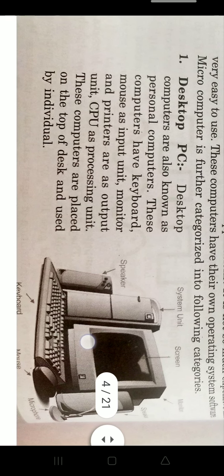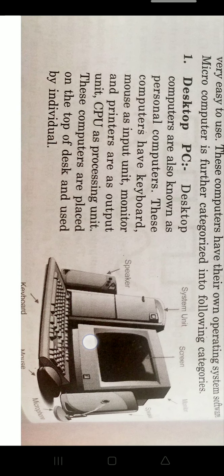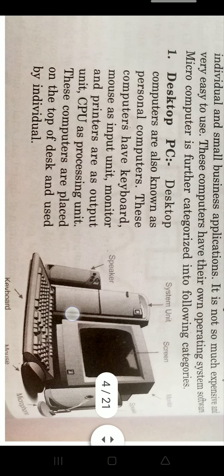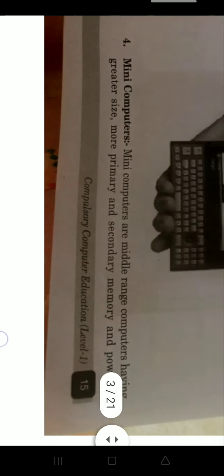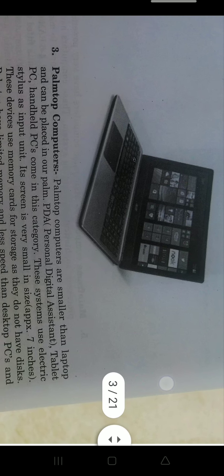Now, these are further categorized as the desktop computer, which is also known as the personal computer. They have a keyboard and mouse as input, and monitor and printer as output. The CPU is placed on the top of the desk. Next is the laptop. Laptop computers have the same configuration, but with a flexible, foldable screen. Laptops use a touchpad instead of a mouse and have complex architecture. Today, laptops come with an inbuilt camera, LED screen and many other advanced features.